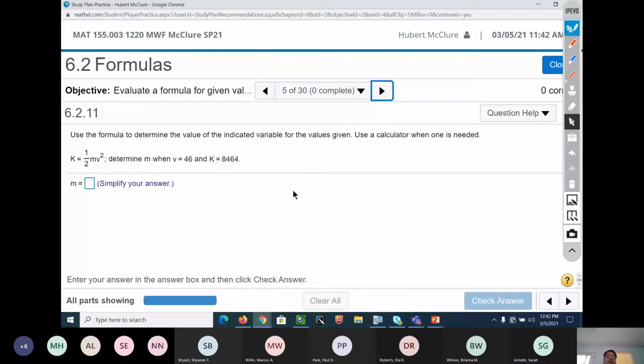K is equal to 1/2 mv squared. Oh no, that's not the right one. Forget it. Okay, we'll do this one. This one's not plug and chug. This one's solve. Okay. And V is equal to 46. And K is equal to 8464.